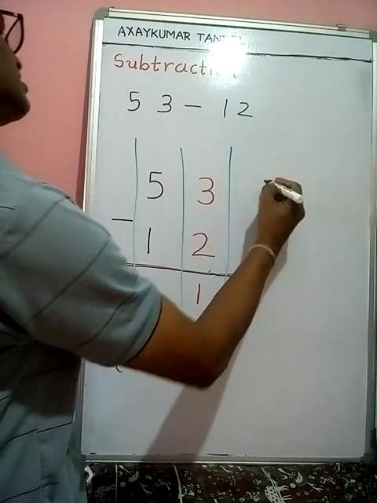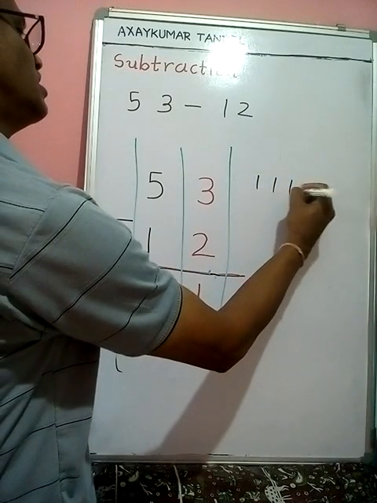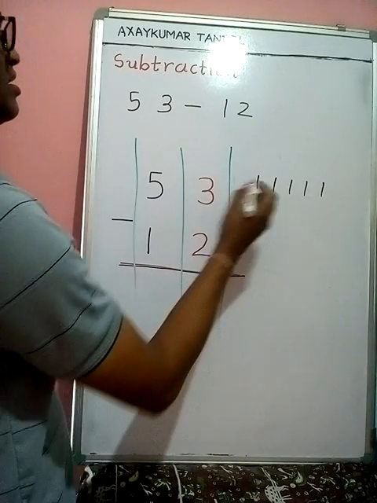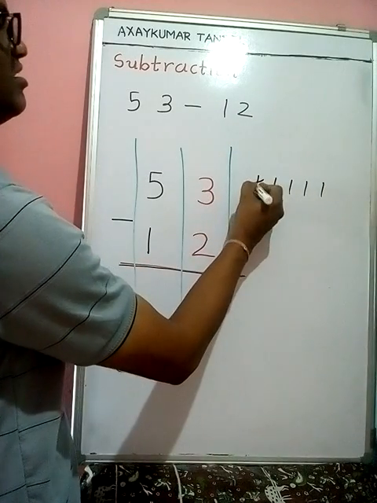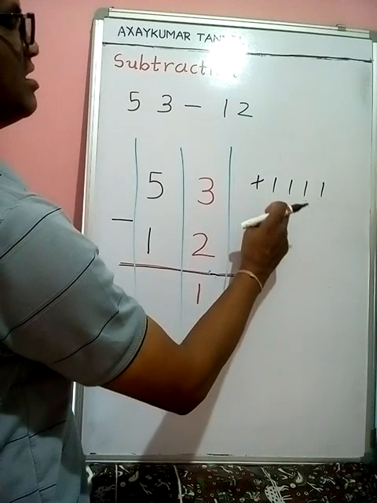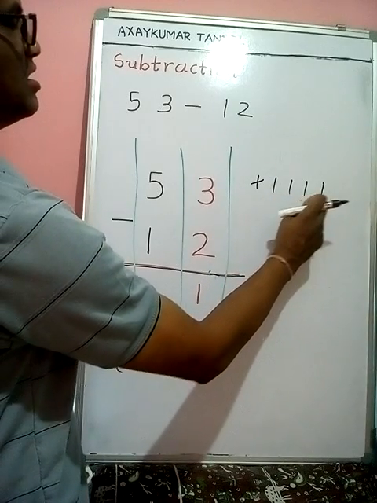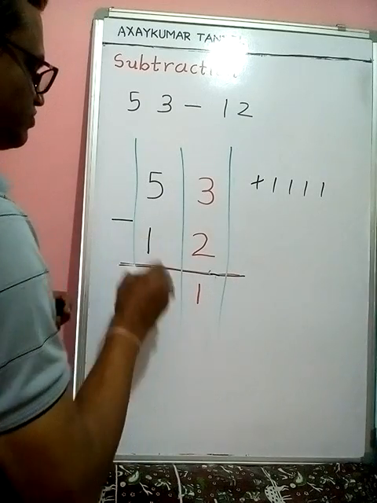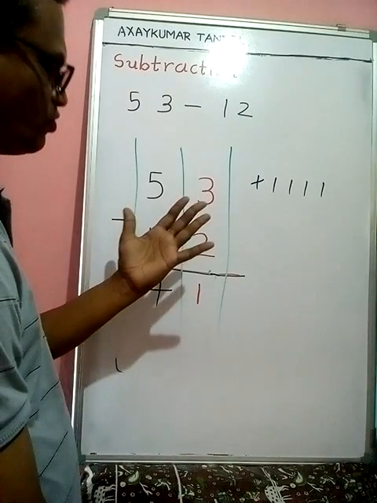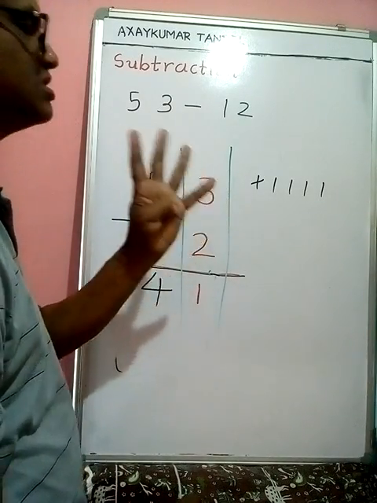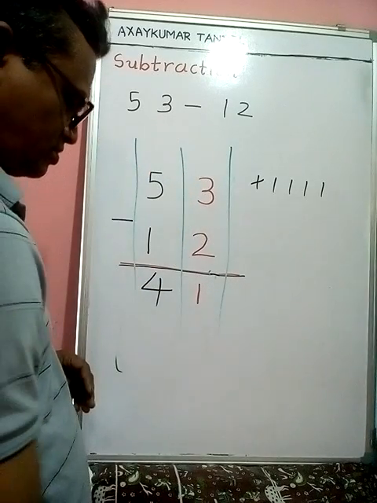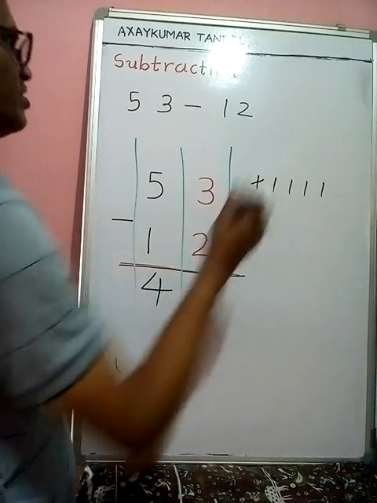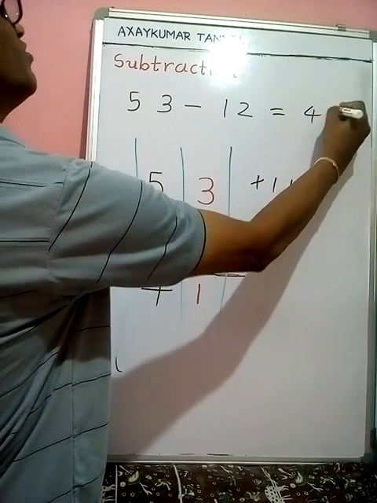We draw 5 lines. 1, 2, 3, 4, 5. Minus 1. Cutting 1. How many saving? 1, 2, 3, 4. 5 minus 1 is equal to 4. Okay, our answer is 41.